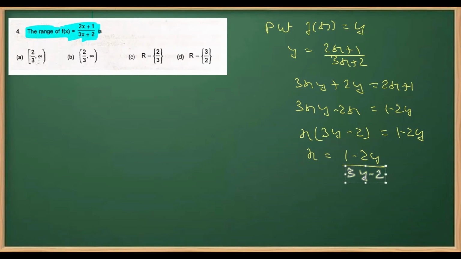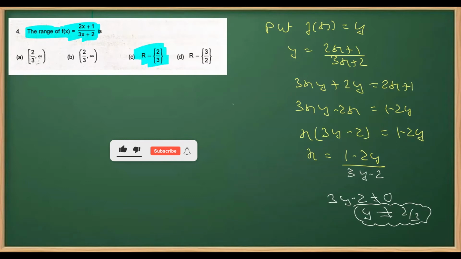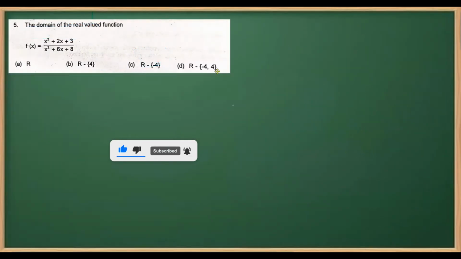And what do we know? Here, this cannot be 0, right? As you know, for a function to be defined, the denominator cannot be 0. So if 3y minus 2 cannot be 0, that means y should not be equal to 2 over 3. So I can see that y can take any values except for 2 over 3. So R minus 2 over 3. Yeah, this is R minus 2 over 3. That's the range of this question.